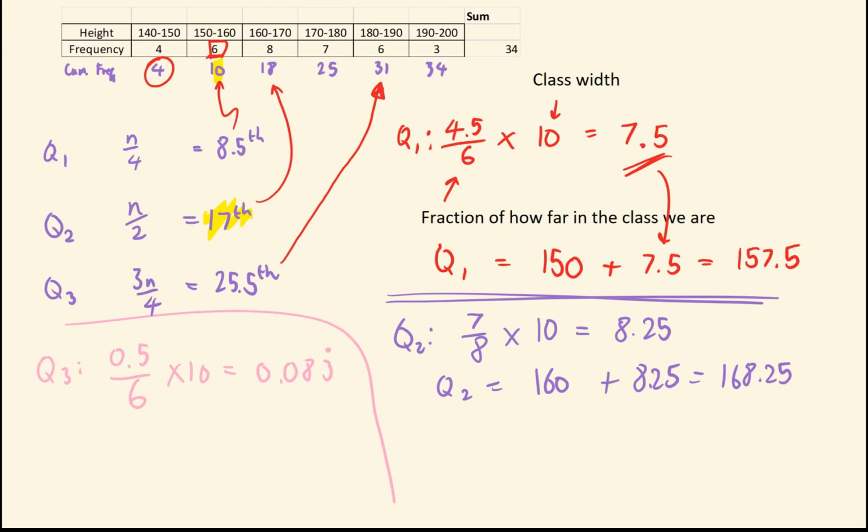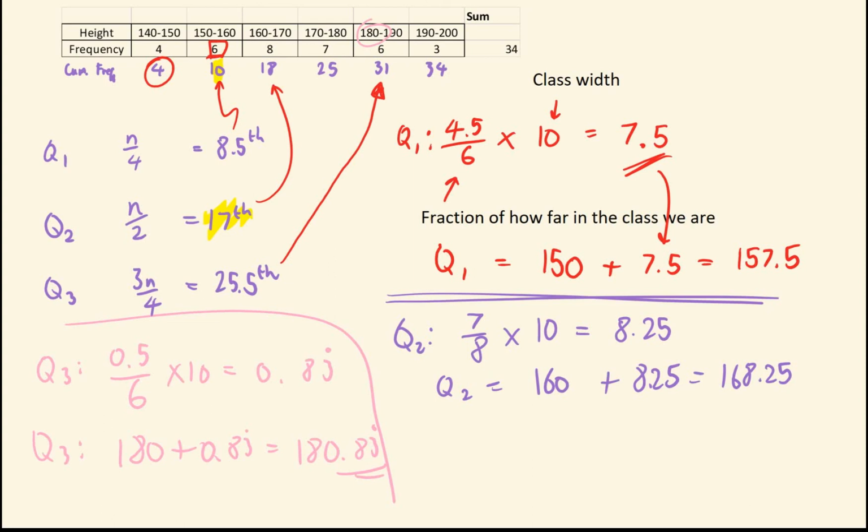And then with this, we do the same things as before. We need to times this by the class width, which I haven't done yet. That should be 0.83 recurrent. I only times it by 10. And then we do upper quartile is going to be the start of this class, which is 180, plus 0.83 recurrent. So it'll be 180.83 recurrent. And that's how you work out your 3 quartiles using interpolation.